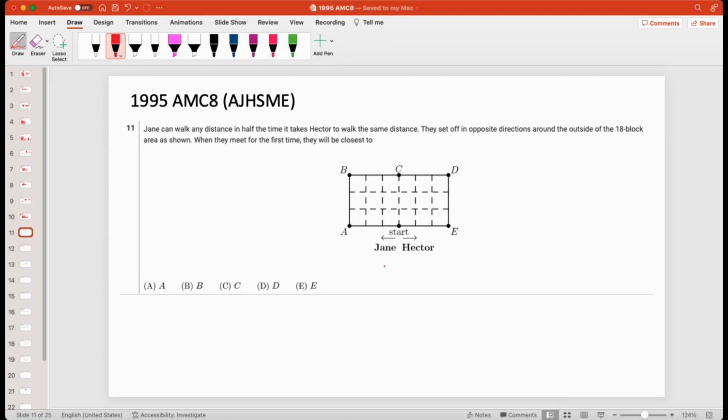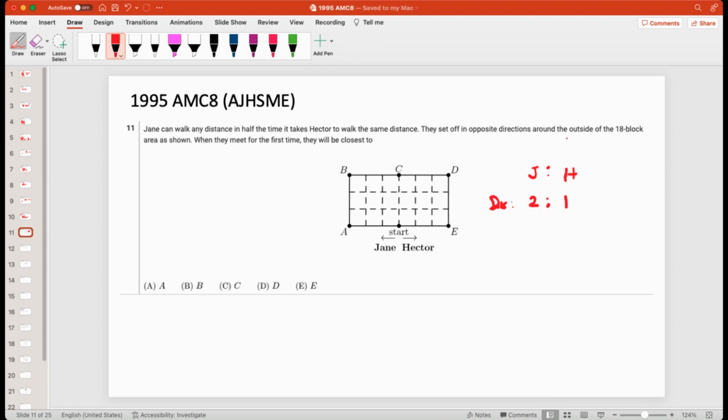Let's start now. Jane can walk any distance in half the time it takes Hector to walk the same distance. So the ratio of the distance of J to H, again half the time. So she will cover two times when Hector is walking one time, right? So Jane walks faster, right? So this is distance. So she will walk twice the distance as Hector.